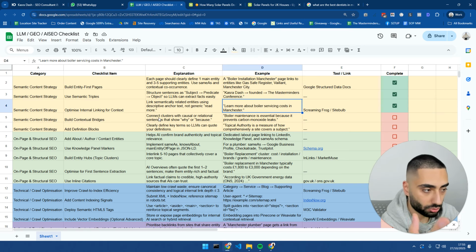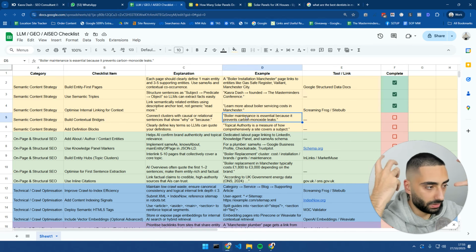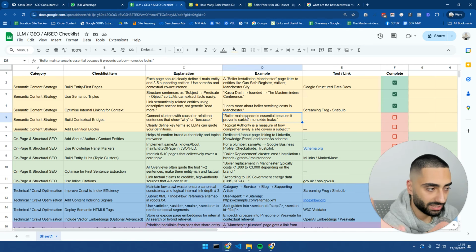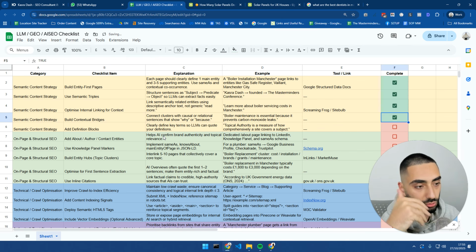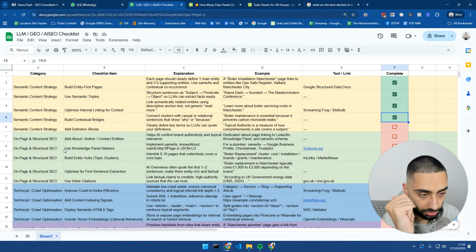Then what you want to do is build contextual bridges. So connect clusters with causal or relation sentences. A way of thinking about that is if you've got a page talking about boiler maintenance, you could internally link to carbon monoxide leaks, because if somebody is getting their boiler maintained, they're not going to end up having a carbon monoxide leak. So that's how you want to be thinking when it comes to your internal linking and making certain what to actually include on certain pages.